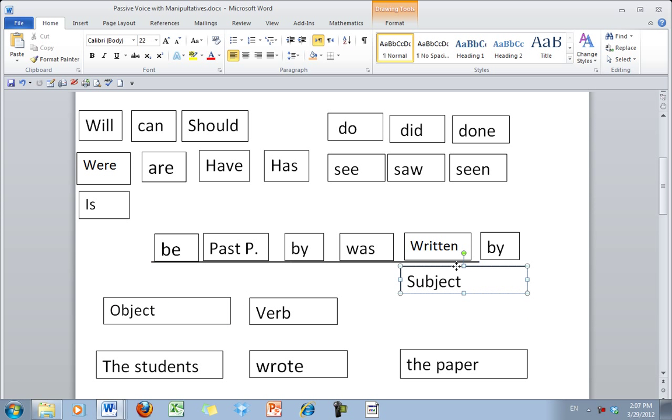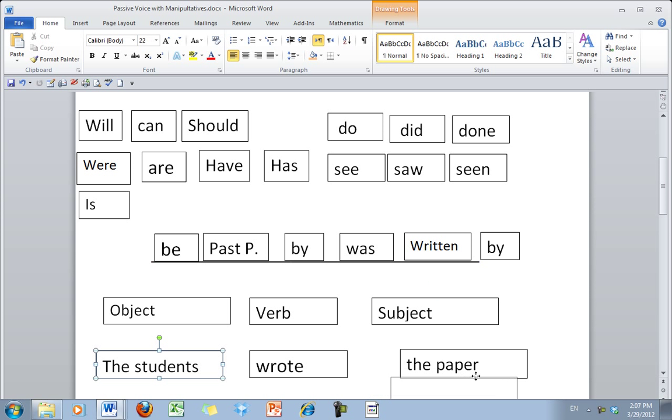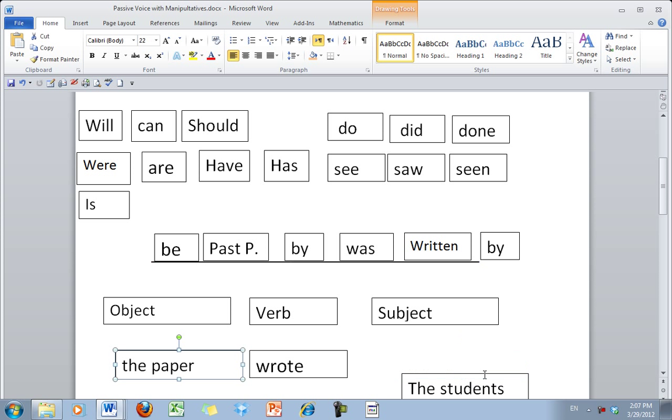This is a main feature of passive voice, is that the object and the subject are switched. So let's switch these. So now we're thinking to ourselves, okay, the paper wrote the students. Well, that doesn't make sense, and we're well aware that it doesn't make sense.